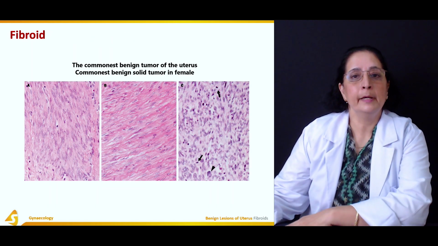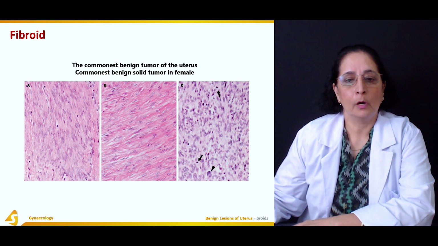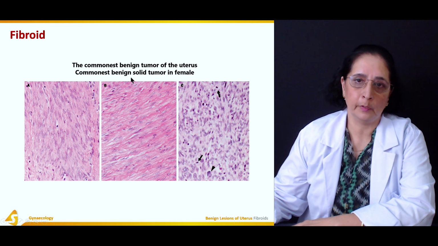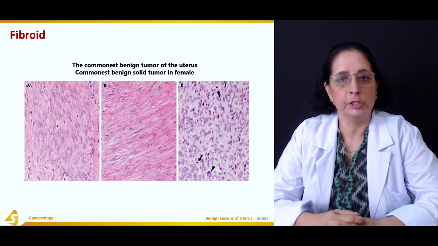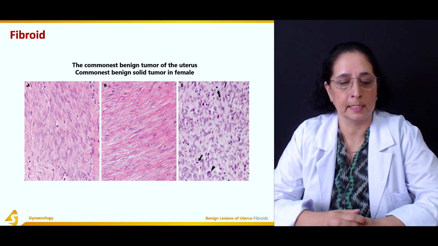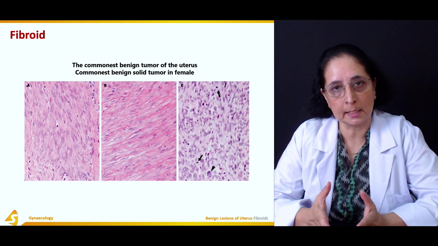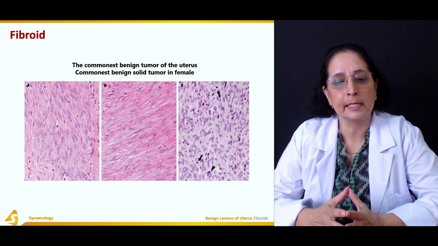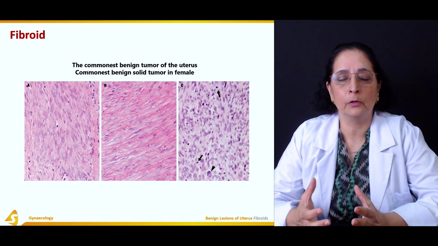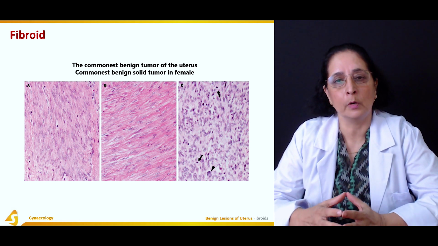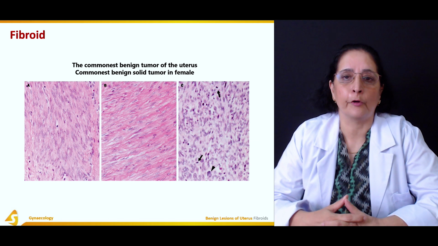Fibroids are the commonest benign tumors of the uterus, and these are the commonest benign solid tumor in the female. So fibroids are very common benign tumors of the female reproductive system. Fibroids are the growth of smooth muscle cells or fibrous connective tissue cells, and when they grow in excessive amounts, they form a solid mass known as the fibroids.